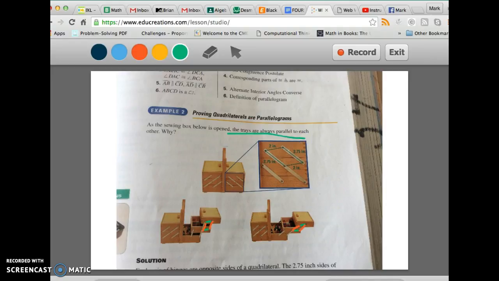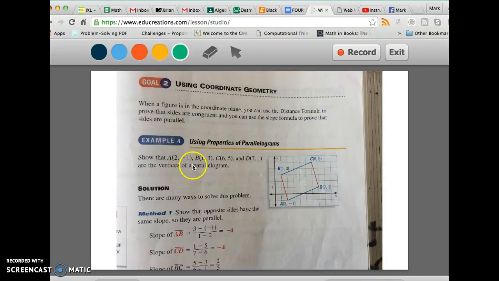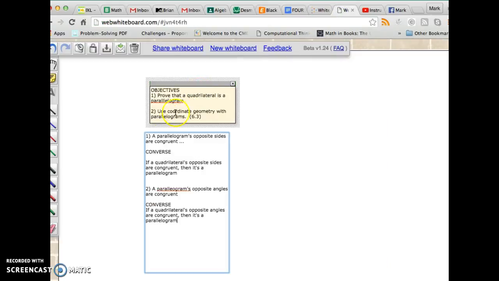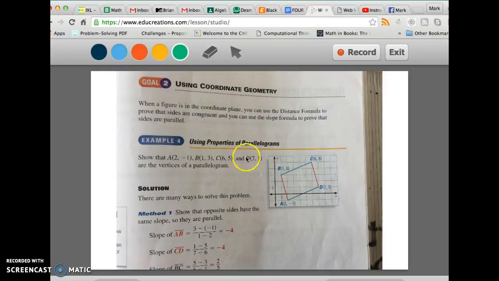All right, let's move on to our next example. Now we're using properties of a parallelogram in a coordinate plane, which is our objective here: use coordinate geometry with parallelograms. So, show that (2, -1), (1, 3), (6, 5), and (7, 1) are the vertices of a parallelogram. First thing we do is plot those points, and then we connect them. There's only one way to connect them to make a quadrilateral, so we do that.